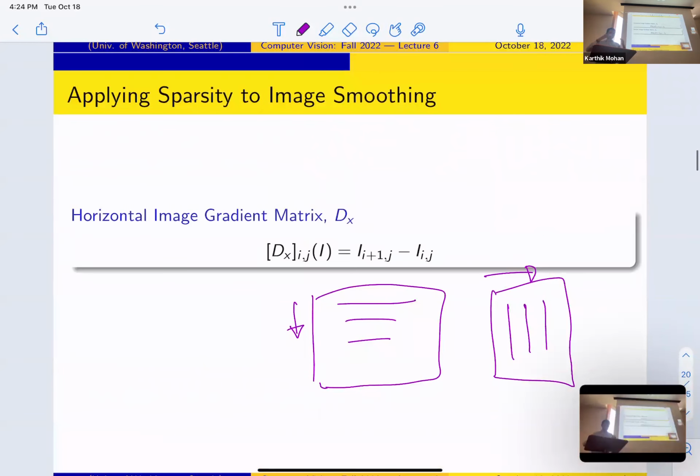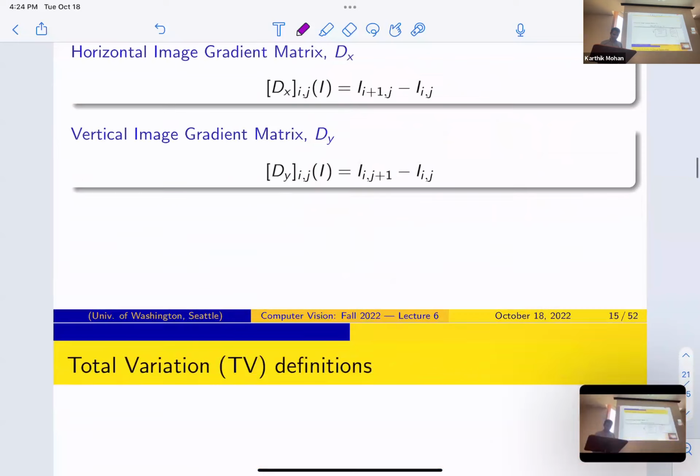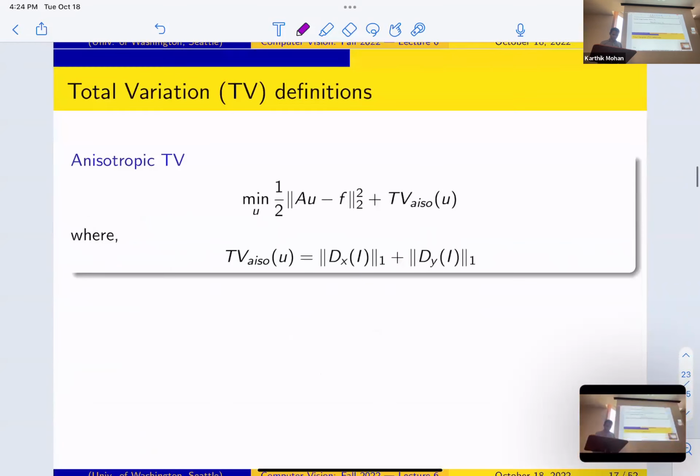So you want the image to be smooth in this direction and also this direction. So that's why you take both horizontal and vertical gradients. And then the total variation is taking the horizontal and vertical gradients and applying L1 onto it, so making it sparse in the vertical and the horizontal direction. Right? So you want the image to be smooth in both directions. So that's why we have a combination of this.